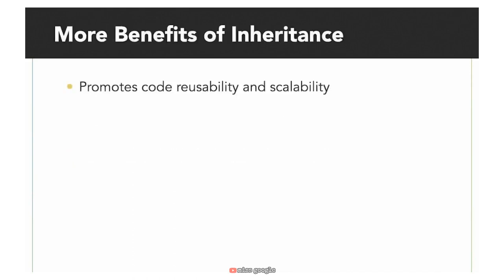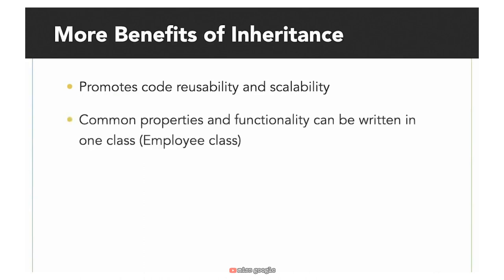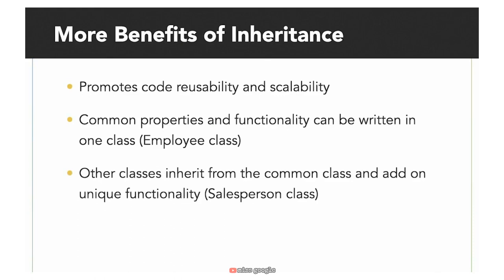Ultimately, inheritance allows for code reusability because we can write the common properties and functionality in one class and have other classes with unique features inherit from it. This also makes our code more scalable because we can write the common functionality once and then have whatever class needs the functionality inherit from it.